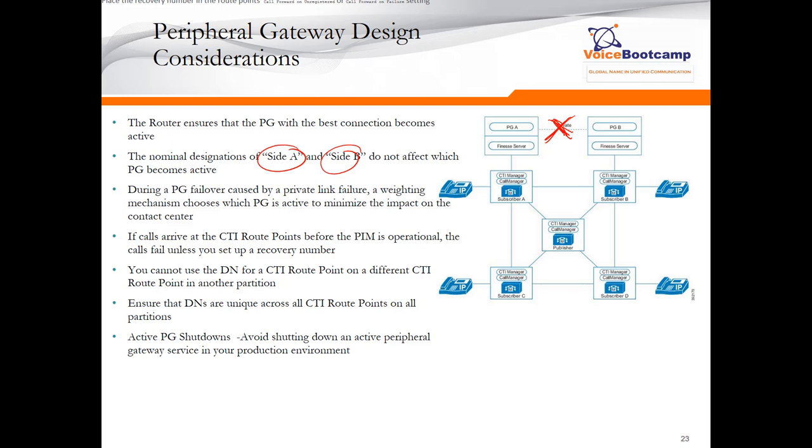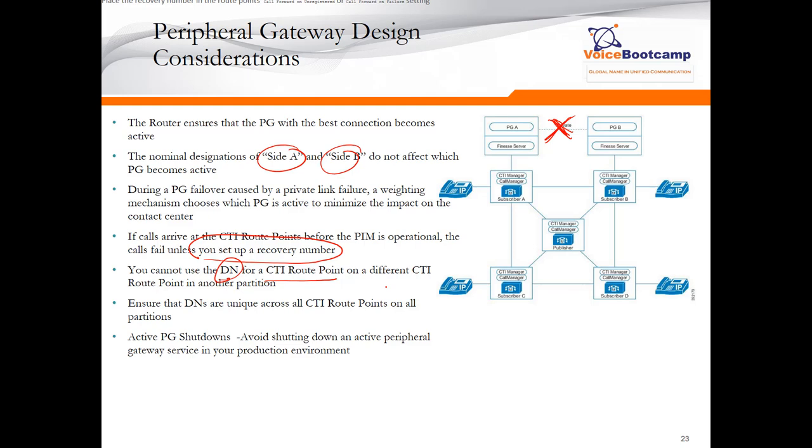If a call arrives to a CTI route point before the PIM or Peripheral Interface Manager is operational, the call will fail until you set up a recovery number. You cannot, however, use the directory number that you assigned to a CTI route point for a different CTI route point in another partition. You must ensure that the DNs are unique across all CTI route points.